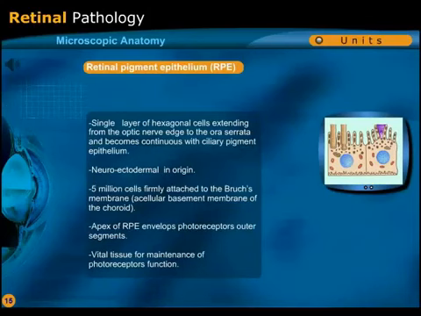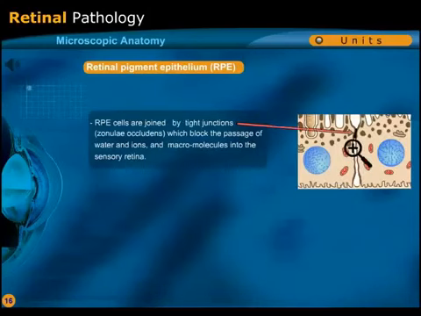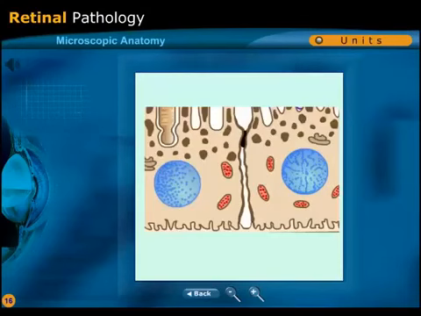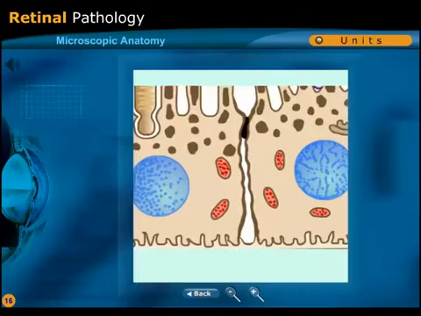Retinal pigment epithelial cells are joined by tight junctions, zonula occludens, which block the passage of water, ions and macromolecules into the sensory retina.